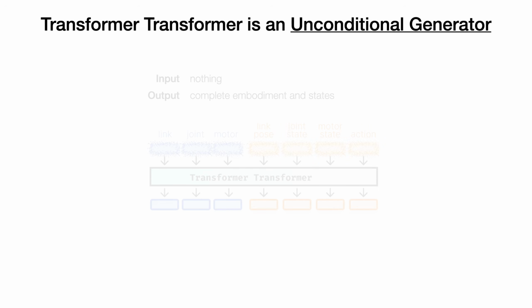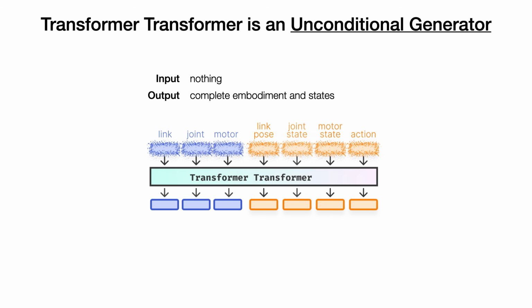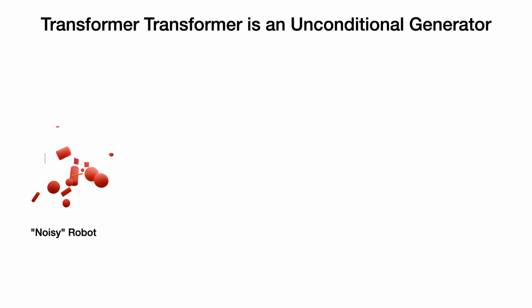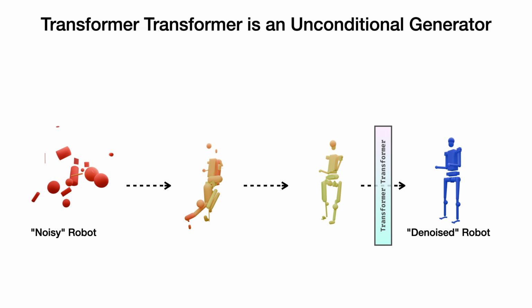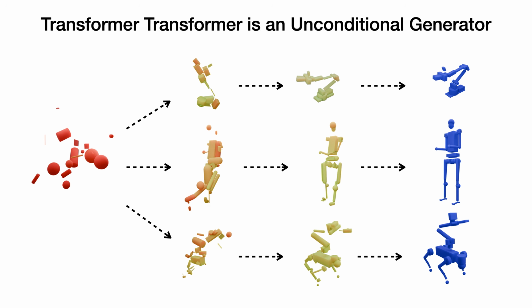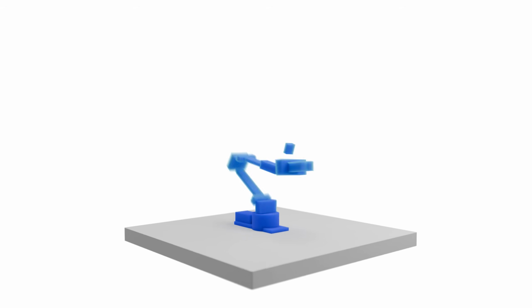For instance, it can act as an unconditional generator of robot embodiments. Here, the conditioning input is nothing, which means the diffusion model starts from random Gaussian noise with no conditioning information. And the outputs are complete robot embodiments and their states. Visually, it looks like this. Starting with Gaussian noise, you iteratively run the model to denoise the tokens until you get a denoised robot. And since this whole process is stochastic, if you run it again, you'll get different robots each time. Here, we tried training on different robots from MuJoCo Menagerie and found that in a single transformer, you can diffuse out diverse robots, from fixed-base arms to quadrupeds to humanoids to dexterous hands.